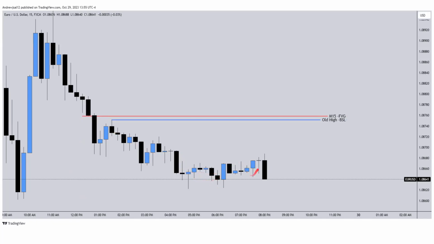We're starting to consolidate in here. You can see we're in the Asian session here during Euro USD. We have this old high as a form of buy side liquidity here. Lots of liquidity resting above these highs, especially in here.